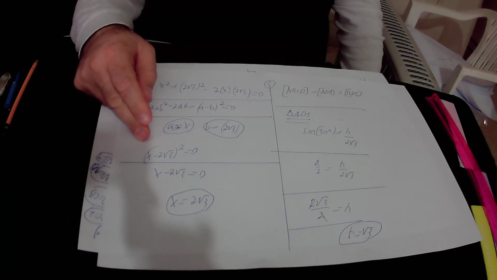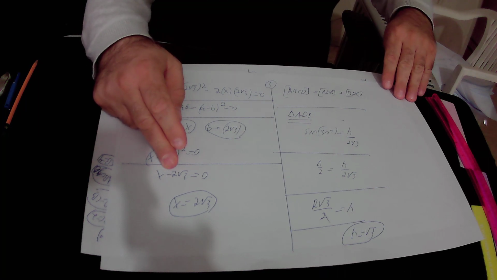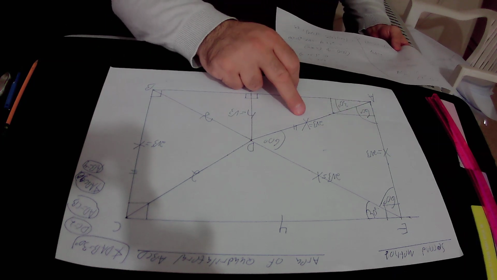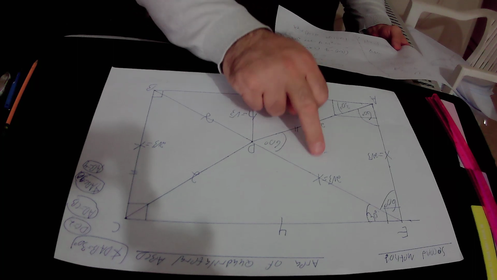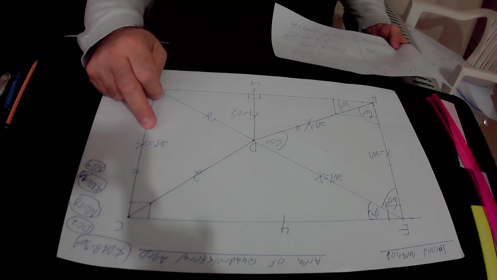We added 2 times square root of 3 to this equation and we got that x equals 2 times square root of 3 units. So we found out that x equals 2 times square root of 3 units. Here also x equals 2 times square root of 3 units, and here also x equals 2 times square root of 3 units.